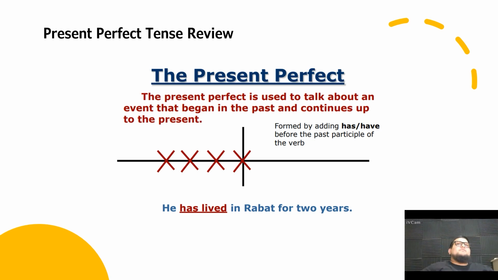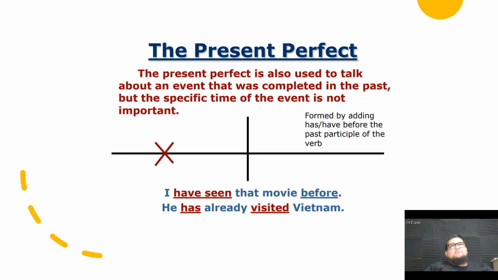The present perfect. The present perfect is used to talk about an event that began in the past and continues up to the present. It's formed by adding has or have before the past participle of the verb. For example, he has lived in Rubber for 2 years.